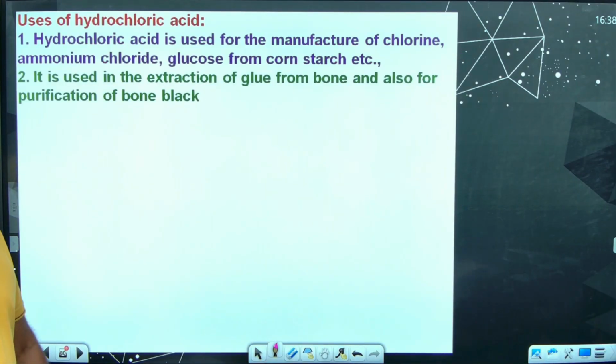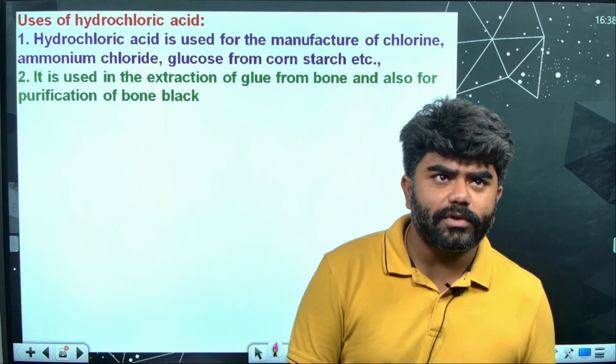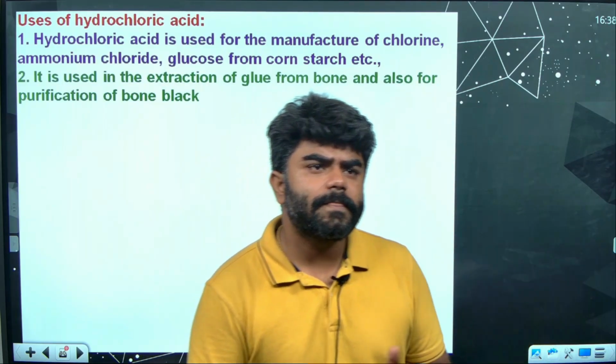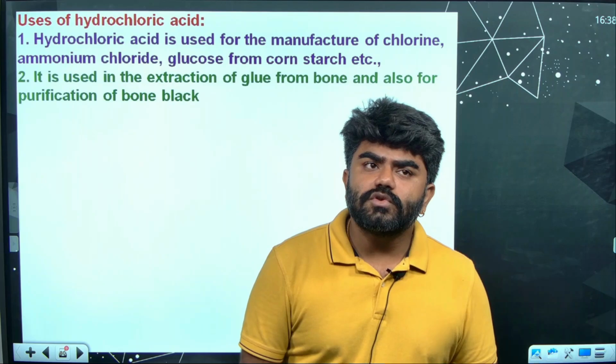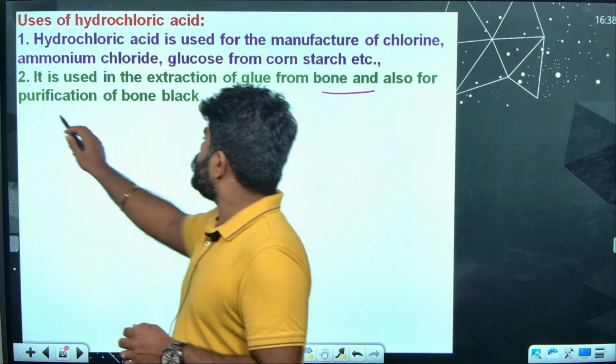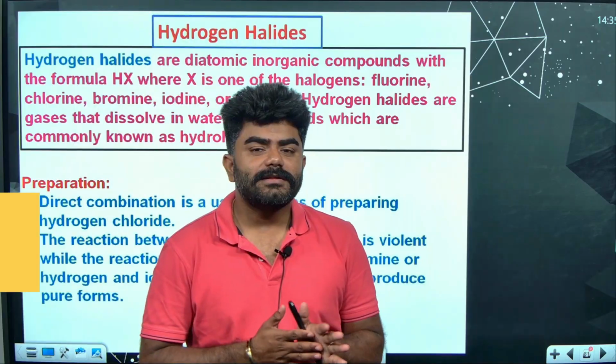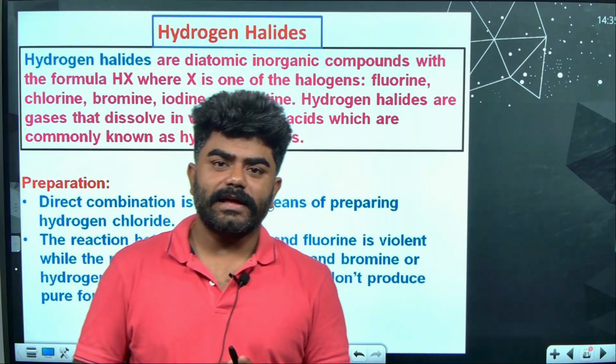Next, coming to the uses of HCl, it is used in the manufacture of chlorine, ammonium chloride and glucose from cornstarch. It is also used in extraction of glue from the bone, and also it is used in the purification of bone black. So the next compound is hydrogen halides.